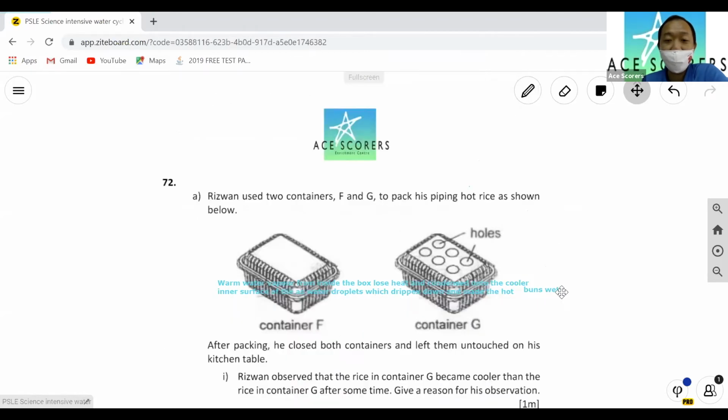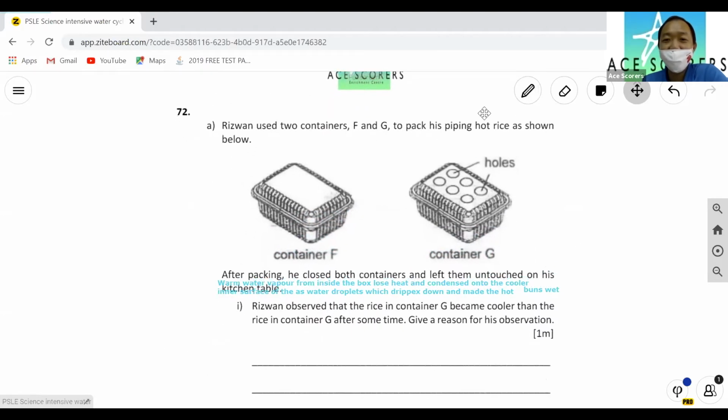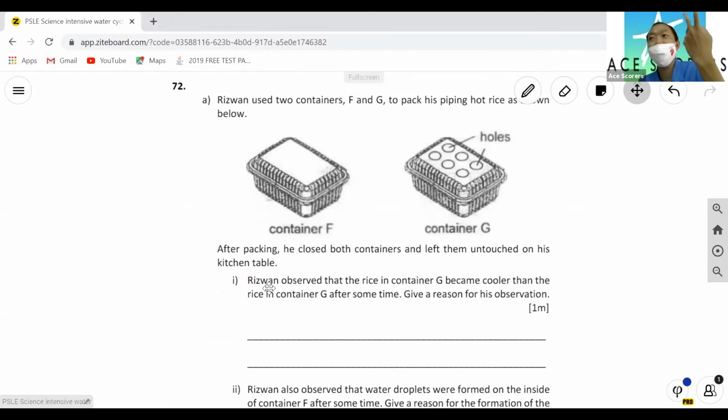So let's see how many types of variations of holes there are. You see, here's another one. It's the same stuff, right? I'm not going to go through this. So here is another variation. They didn't ask you about it being wet. They say, how come the rice in container G became cooler than the one in F? So here is cooler, whereas this one was not so cool.